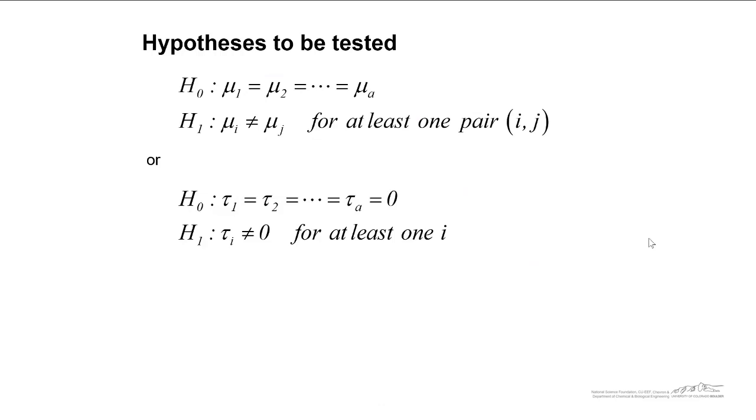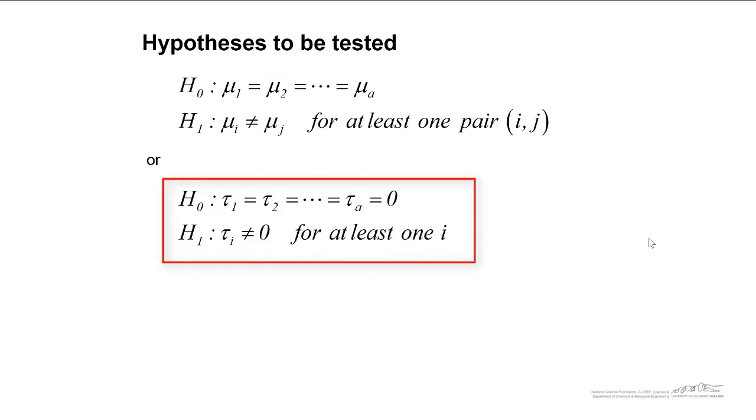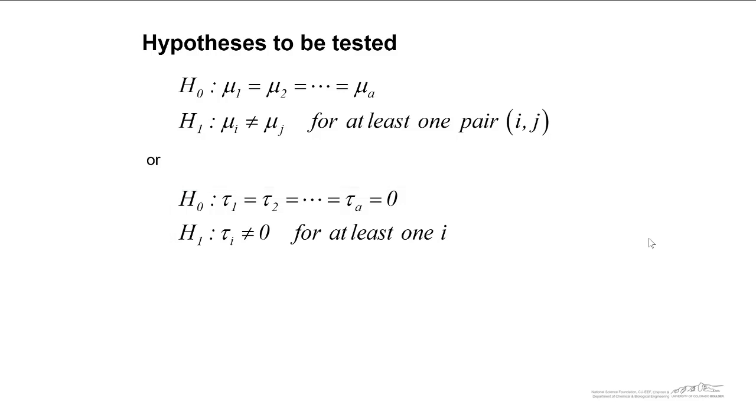The hypotheses to be tested, the most common one to use is this bottom one, the null hypothesis: all of the treatment effects are 0. The alternate: at least one of our treatment effects is non-zero. And so that's what we're going to test using analysis of variance.